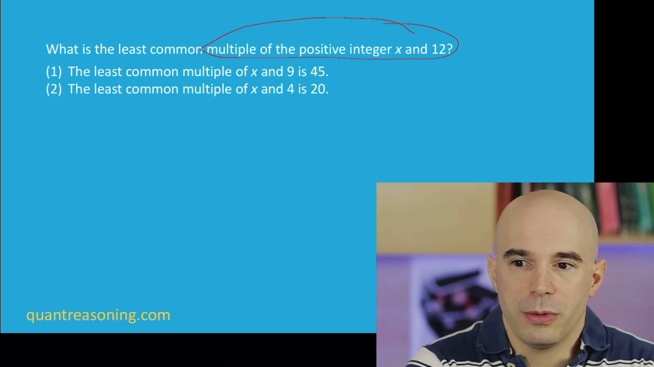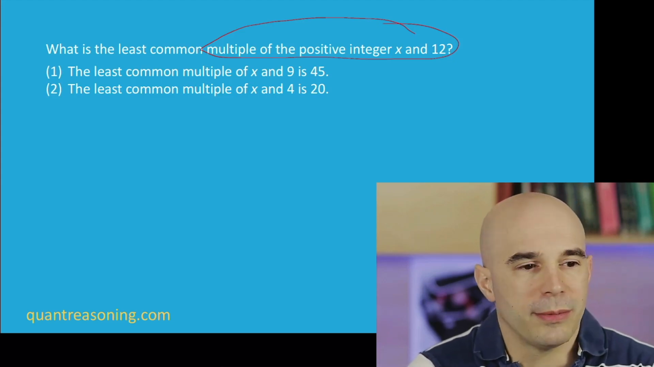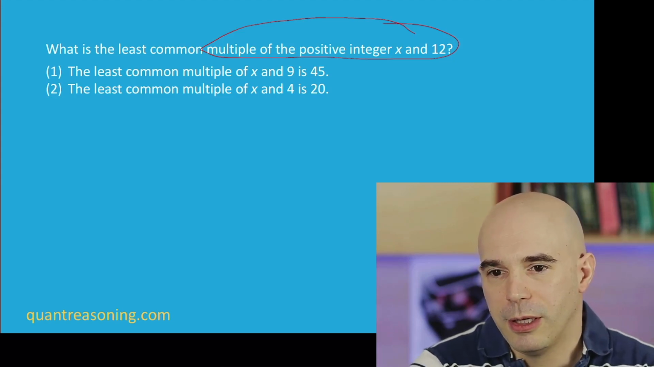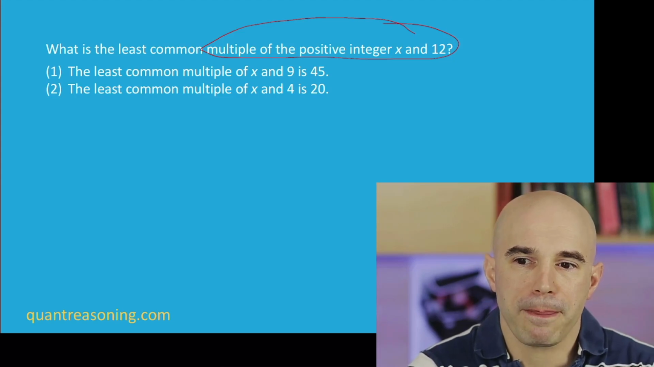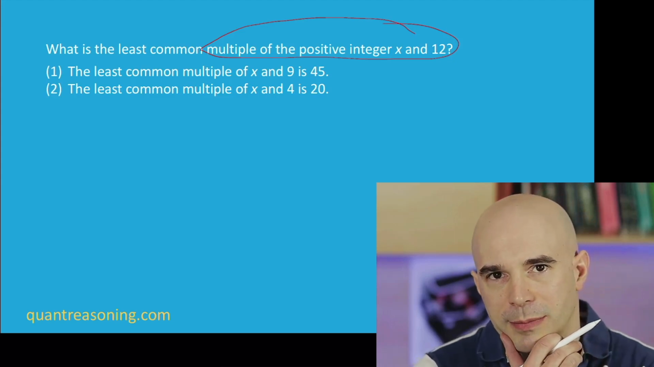I don't know that I would prefer to start with one statement over the other. The statements seem kind of similar in this case. So I'll just start with statement 1, just because it's the first one. The first statement tells us that the least common multiple of x and 9 is 45. So let's think about what that tells me about x.